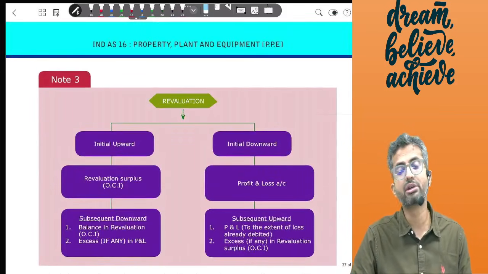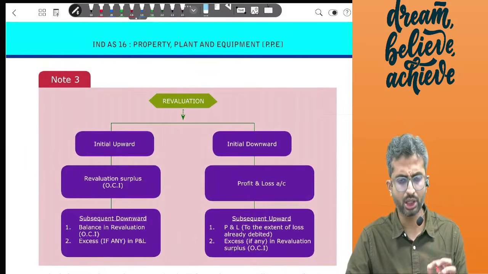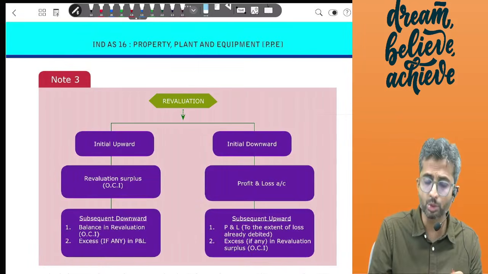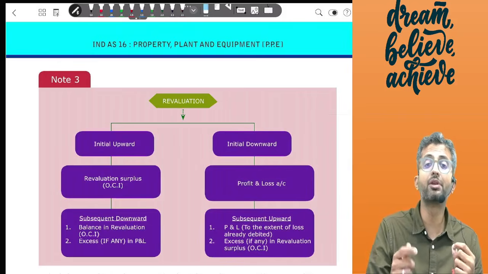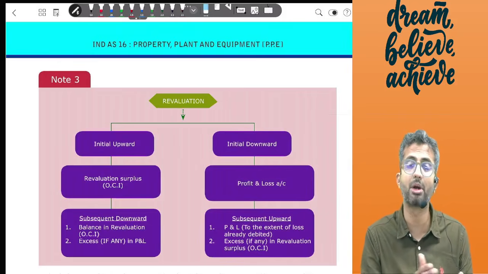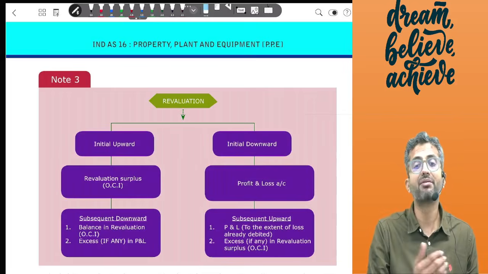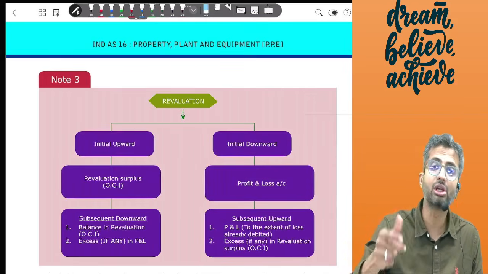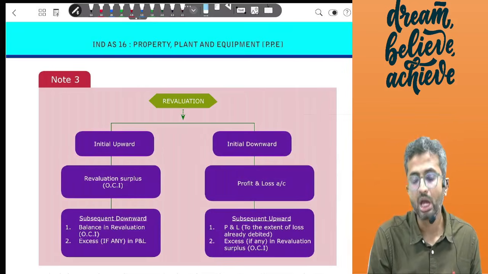Other than that, the accounting treatment for revaluation is something which is important. So if there is an initial upward revaluation, let's say you go from 100 to 150 rupees for land, then that 50 rupees will go to the revaluation surplus, which is a part of other comprehensive income. But if it's an initial downward revaluation, that is you go from 100 to let us say 80, the initial downward of 20 will go to the P&L.